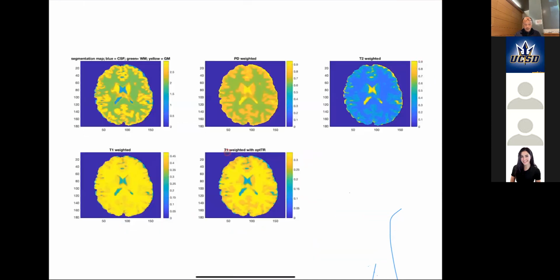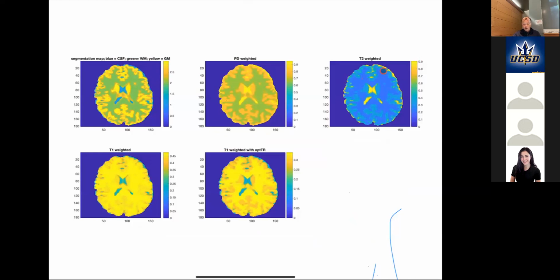And getting to the question that Omar asked, what you're going to see in your homework is that MATLAB will generate what's called a tissue segmentation map. The blue is CSF, the green is white matter, and the yellow is gray matter. If I pick the rule of thumb for proton density weighted, it's going to give me this. And this makes sense. The CSF has the most protons, because it's mostly water, followed by gray matter, followed by white matter.